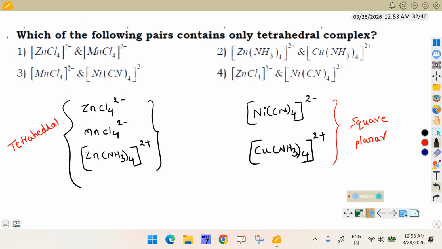Which of the following pairs contains only tetrahedral complexes? According to this hint, ZnCl4 2 minus is tetrahedral. MnCl4 2 minus is also tetrahedral. Correct option is first.